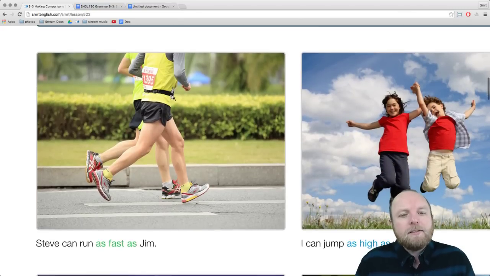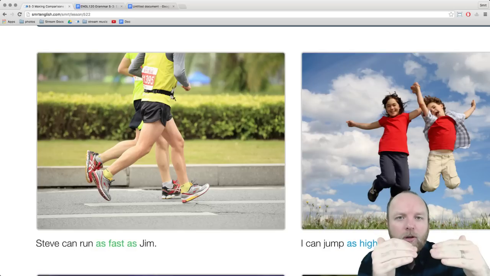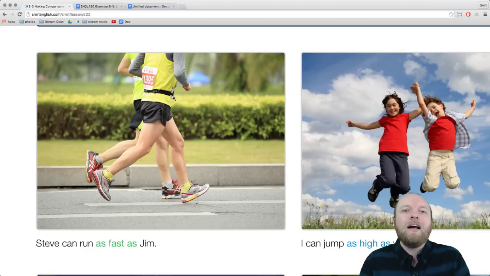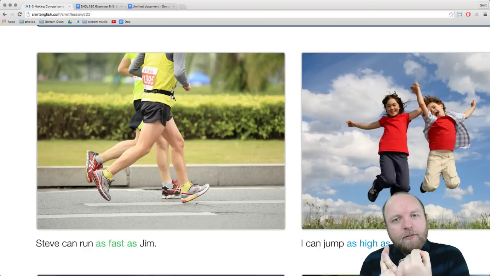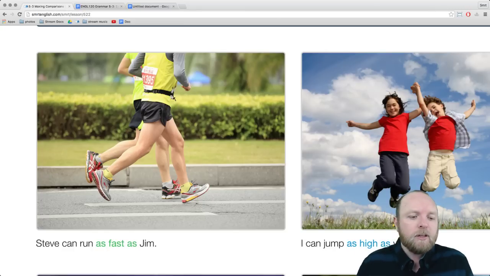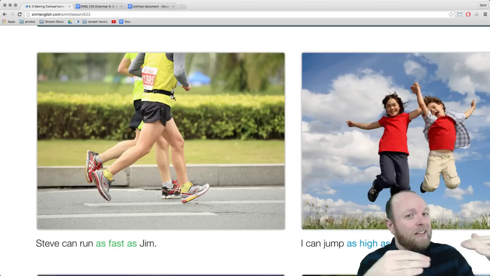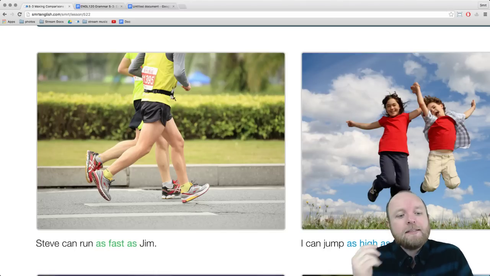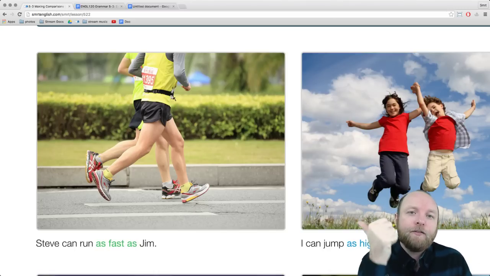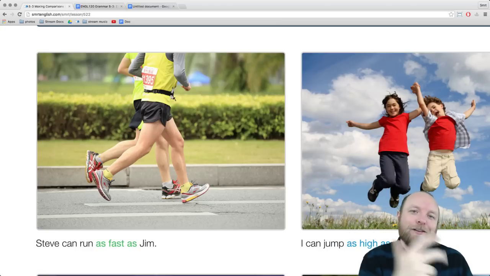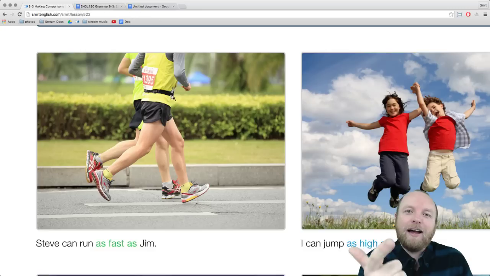Okay. Look at the two guys. I don't know. Steve and Jim. They're the same. They're equal. But same what? Equal what? Fast. Okay? Now remember, fast is an adjective, and it's also an adverb. So look at the sentence. Steve can run fast, but Jim can run fast too. And they're the same. So how do we say that? Steve can run as fast as Jim. Okay, easy. As fast as.